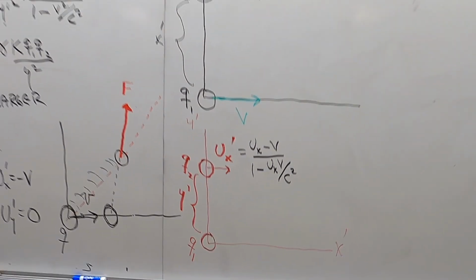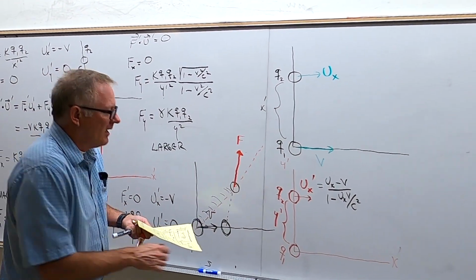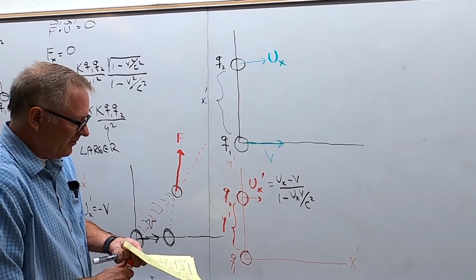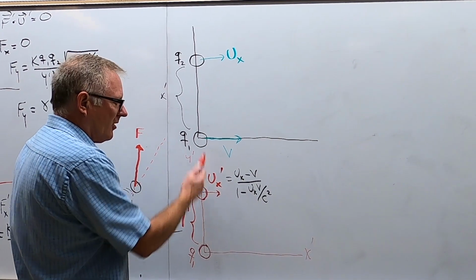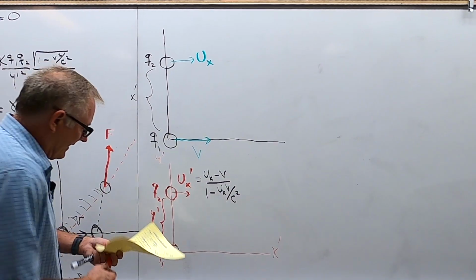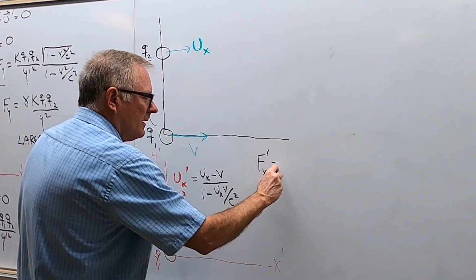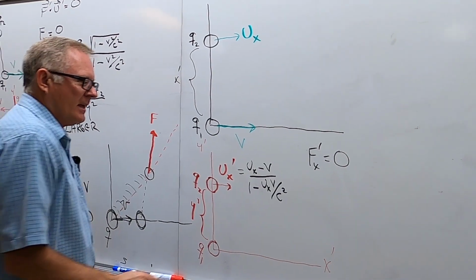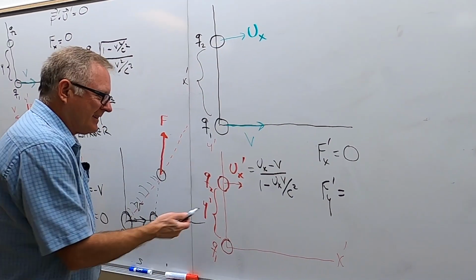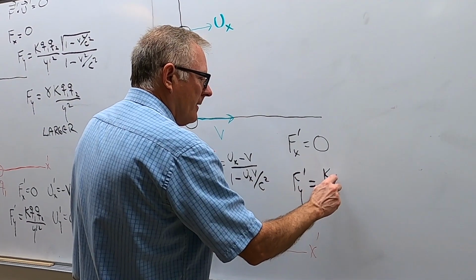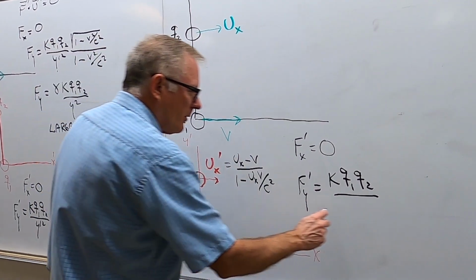Okay, so what do I need to do? I need to get my f in the x and f in the y. So on this right here, we can use Coulomb's law. We can see Fx prime is 0. There's no x component. It's all in the y. Fx prime is equal to 0. Fy prime, well, we've already done that. That's just Coulomb's law, k q1 q2 all over y prime squared.